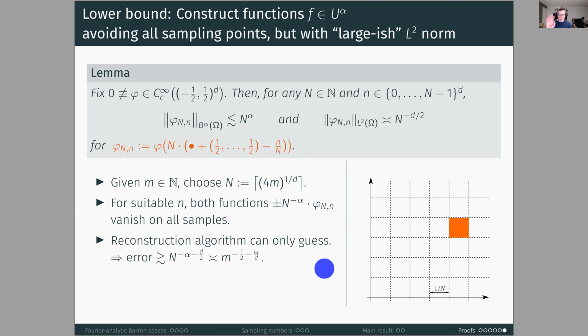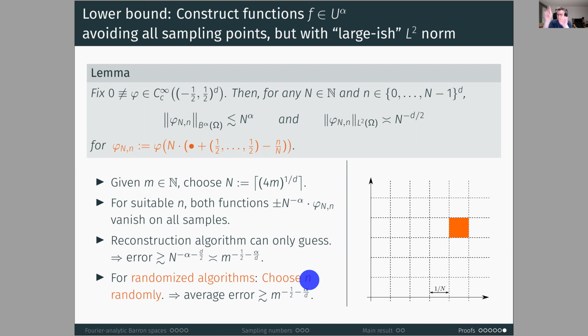The only thing which I will not go into detail now is if you take a randomized reconstruction algorithm, you need to be a bit more clever. You basically need to choose the position of your function randomly, and then you can show that on average, the reconstruction error will still be lower bounded by m to the -1/2 minus alpha/d.